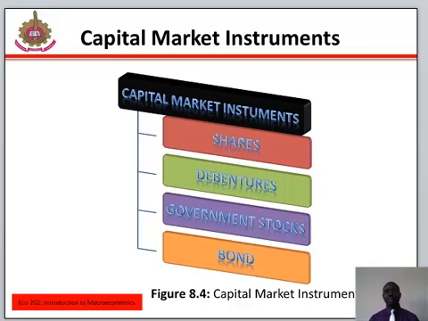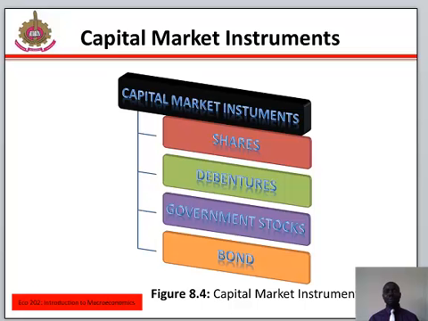Let's now go to debenture. This is a long-term instrument showing the borrowing of funds by a company from the holder, measured in units with a financial value. They have a fixed interest charge. Debenture holders are creditors to the company and are given preference on liquidation over all classes of shareholders.